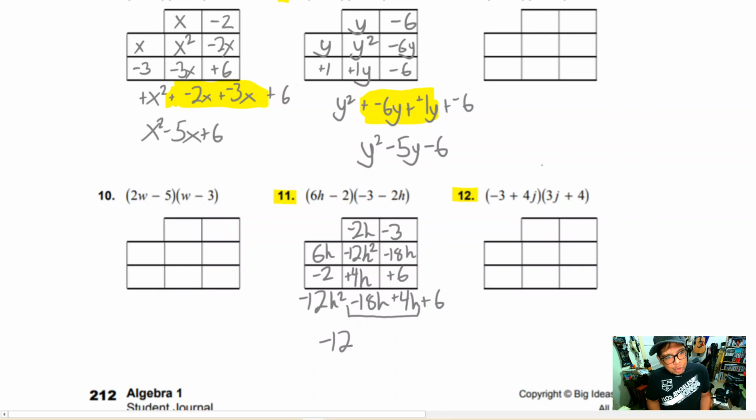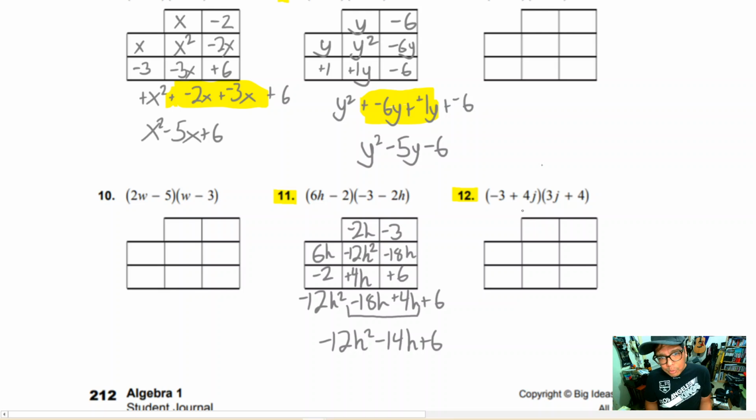So minus 12h squared. Let's see. 18 or 4 minus 18. That's like the opposite of 18 minus 4, which is 14. So negative 14h and then plus 6. See how quickly these kind of get done?